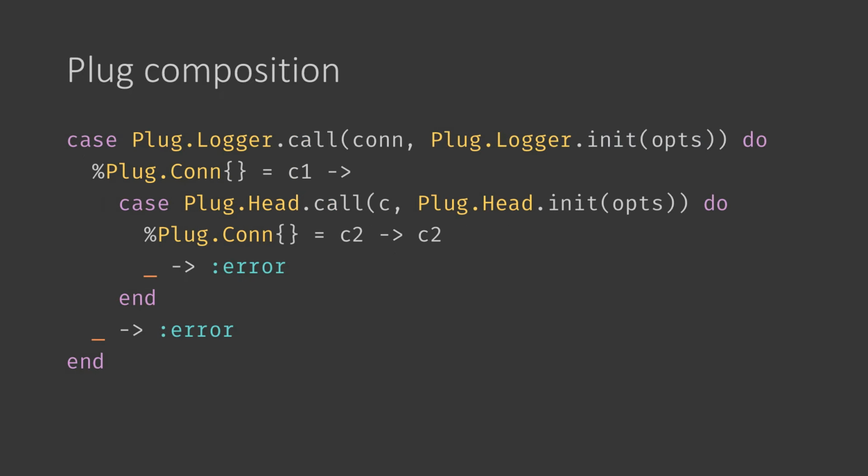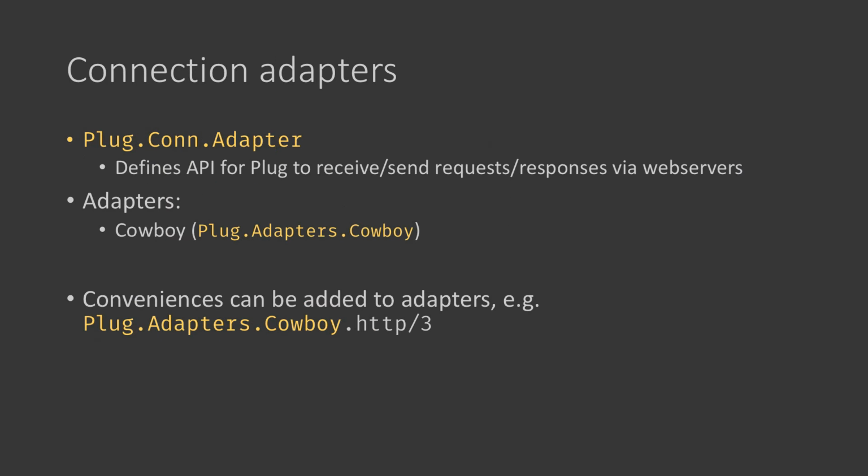All right, we're almost done with this slide deck, so we'll finish up. Briefly, connection adapters. There's a behavior that defines how these requests and responses are received and sent from these web servers. So when you create an adapter, it says, hey, this is how you interface with me. That's the adapter, and then a lot of the time, well, the only case right now, there's an additional module that actually provides some conveniences. So the Cowboy adapter has an additional module that allows you to create an HTTP listener or an HTTPS listener, and so on. You can create web apps. Cool.